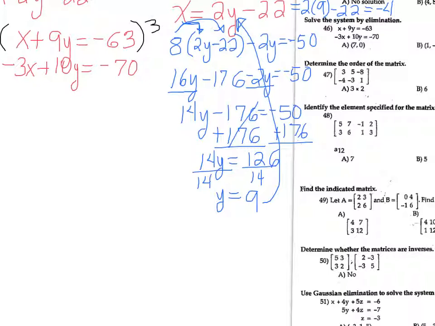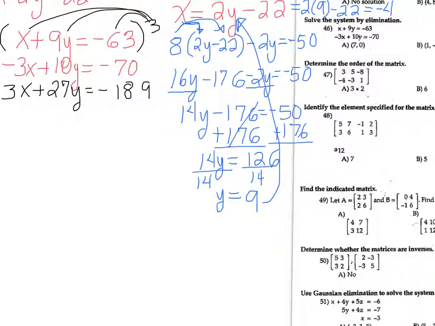Okay. So, let's distribute by 3, that would be 3 times x, which is 3x. And 3 times 9? 27. And 3 times negative 63. Yes, that's a big number. What number is that? Calculator. 189? Now what? I already have my x's with the same coefficient, positive and negative. Now I can do what?